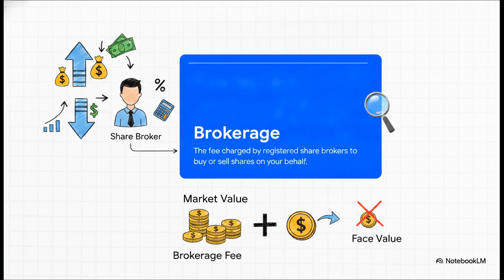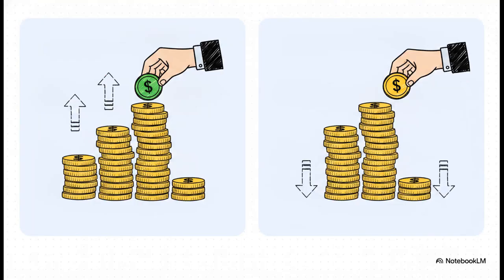Now here is the absolutely crucial mathematical rule you need to lock in your memory. Brokerage is always calculated on the market value of the share and never on the face value. Now notice this crucial contrast carefully. The math actually changes depending on whether you are buying or selling. When you're buying a share, that brokerage is an additional expense. It comes out of your pocket. So your buying cost is the market value plus the brokerage.